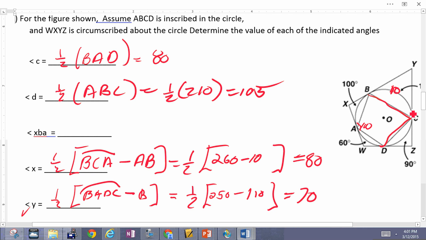XBD is an inscribed angle that's formed with a tangent and a chord. It meets up with the arc AB, so it's half of AB, and half of AB is half of 100, so that's 50. And I think that's all for that. That was a good problem because it involved a lot of different types of angles. Okay, so there you have it.